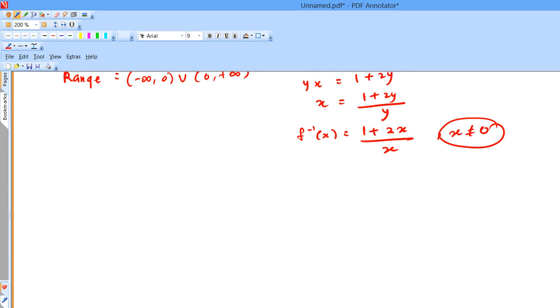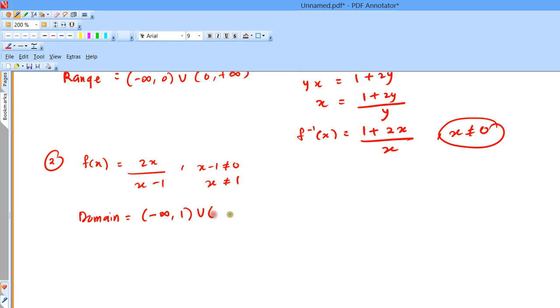So let's see example number 2. If we have f(x) equal to 2x over x minus 1, we know that x minus 1 must not equal 0, x must not equal 1. So the domain is from negative infinity to 1 union 1 to positive infinity. And then how to find the range? We can find the inverse function of f(x).